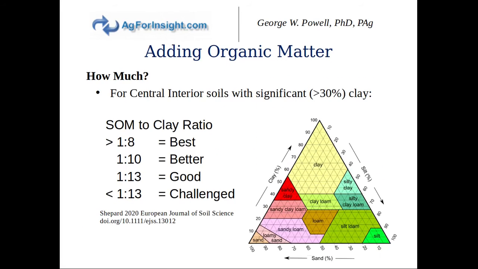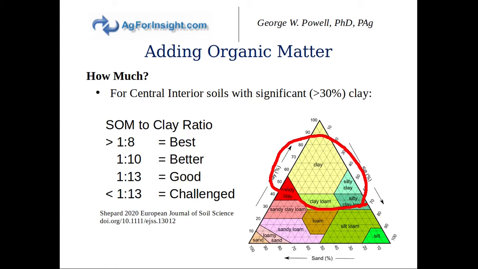If you do have a significant clay component to your soil, in which case we'd be looking at clay loams, sandy clays, silty clays, clays or heavy clays, then the absolute amount of organic matter isn't as important as its relative proportion to clay. That's because clay, being tightly bound and creating poor aggregates, is going to dominate your soil structure. And these guidelines I've adapted from Shepherd, recently published in the European Journal of Soil Science.